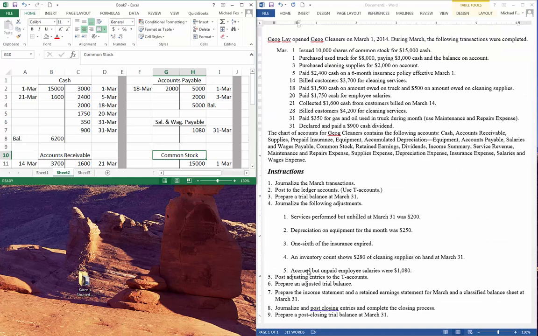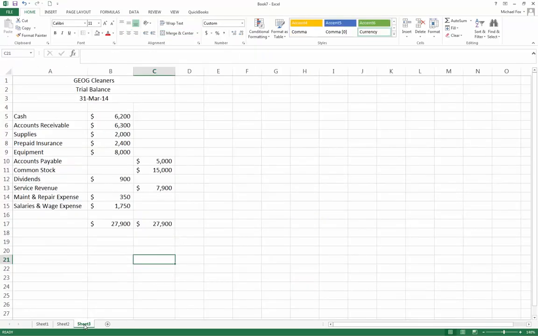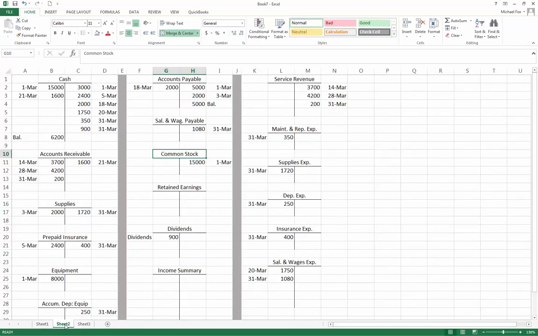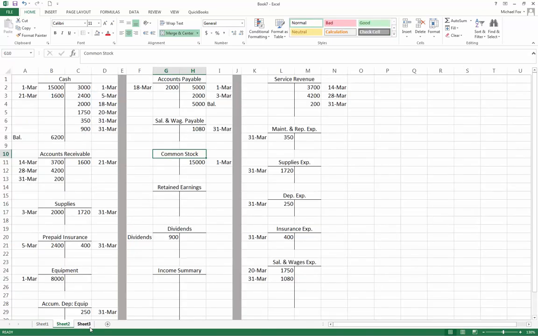Let's see. Prepare adjusting entries, post the adjusting entries into the T accounts, and then prepare an adjusted trial balance. So in order to do that, we'll have to have new balances on all of our accounts here. So I also just wanted to make sure that my mistake I made on the salaries and wages payable, I didn't carry it over here. I think I did. I did it right, even though I made a mistake, so we're okay.